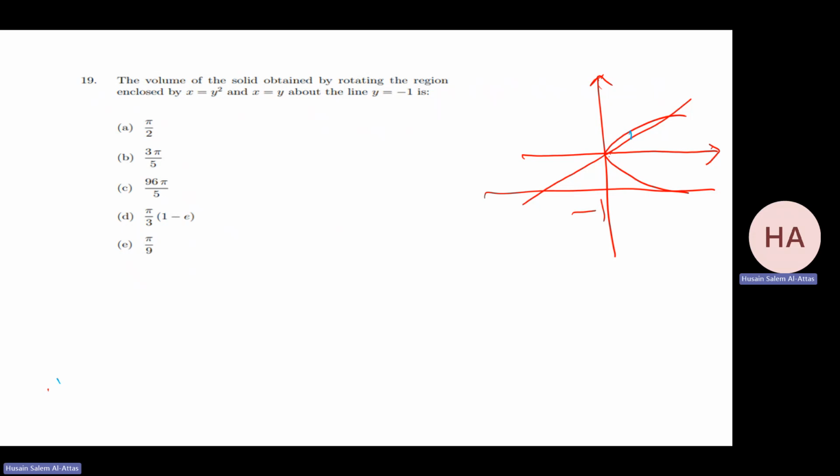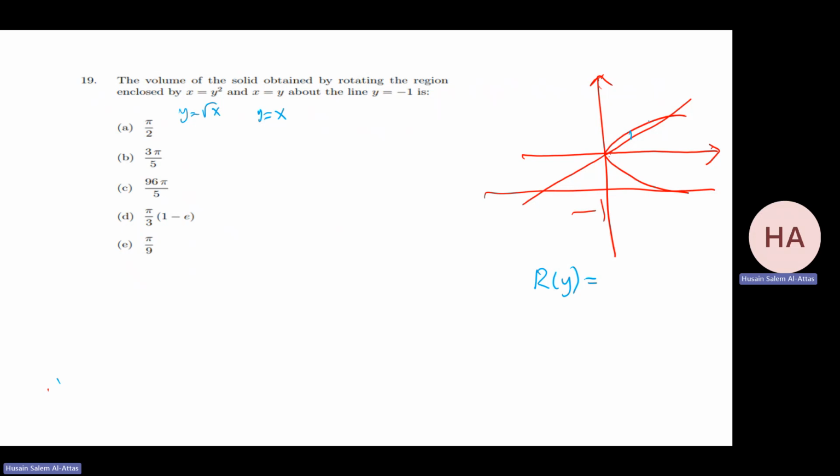They have r of y. Now everything should be in terms of x, so I need to change this in terms of x. So I have y equals square root of x, because I need the positive side of this parabola, and I have y equal x. Okay, what is r of y?